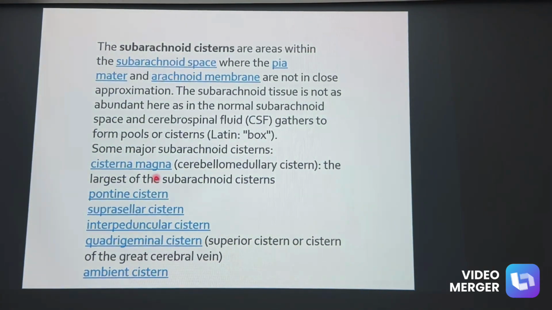We name them, as we said: cisterna magna, which is the cerebellomedullary cistern, prepontine cistern, suprasellar cistern, interpeduncular cistern, which is the site of the circle of Willis, quadrigeminal cistern, and ambient cistern posteriorly. The quadrigeminal cistern is the major cistern of the great cerebral vein, where we look for abnormalities like aneurysm of the great cerebral vein.